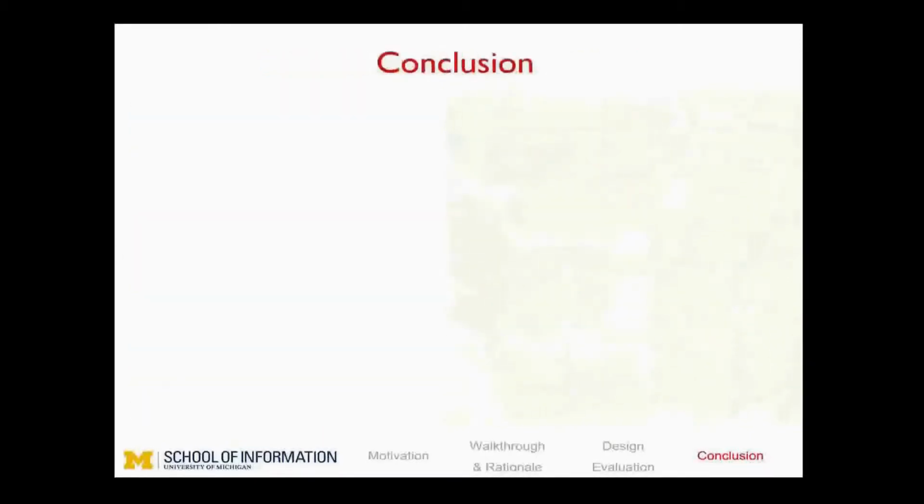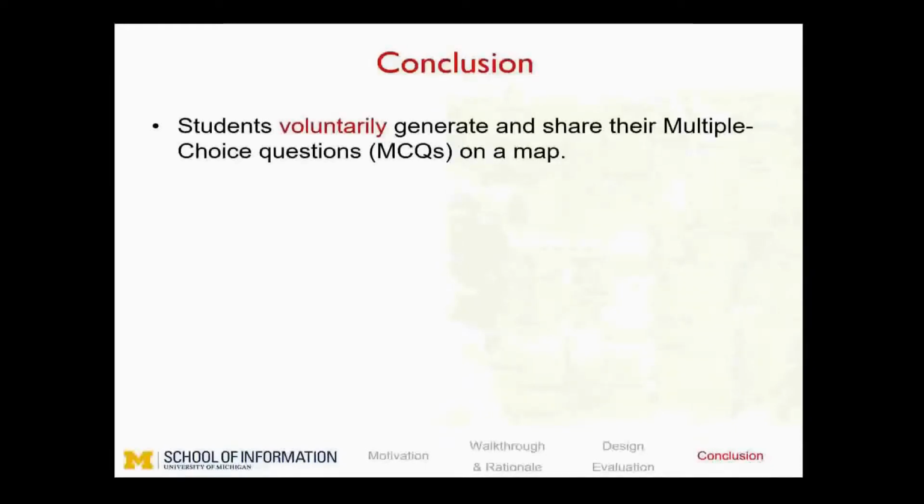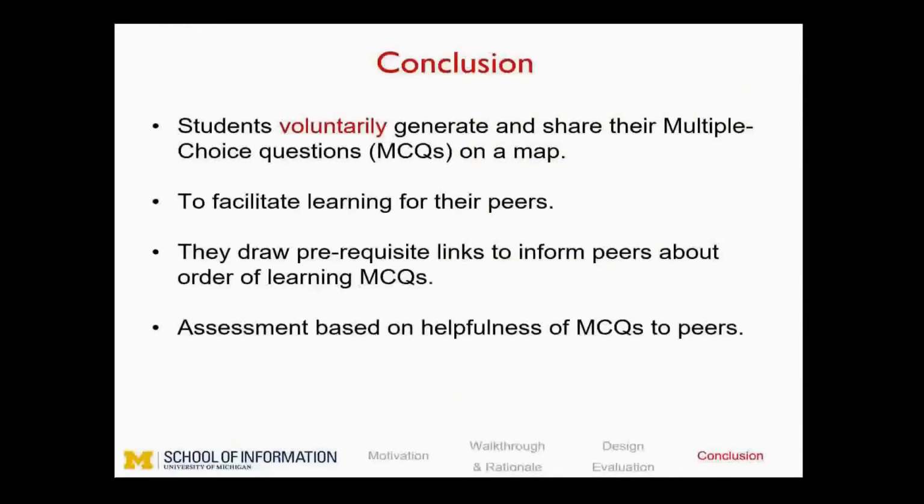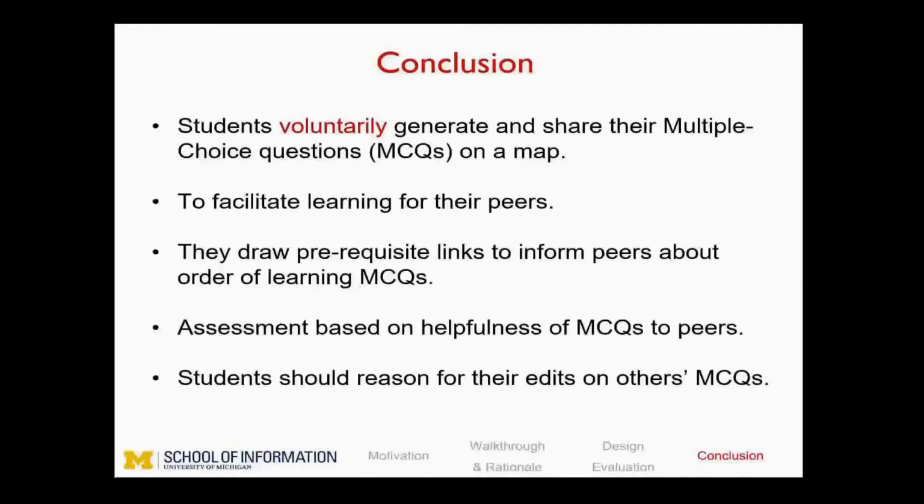Conclusion. To recap the most helpful collaborative learning activities we found in this study, the students voluntarily generated and shared their MCQs on a map. Importantly, with the objective to facilitate learning for their peers, not themselves. They drew prerequisite links to inform their peers about the order of learning MCQs. Progressive assessment was purely based on helpfulness of generated questions to peers, and students had to reason for their edits on others' MCQs.